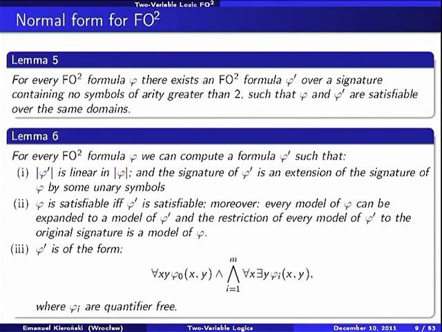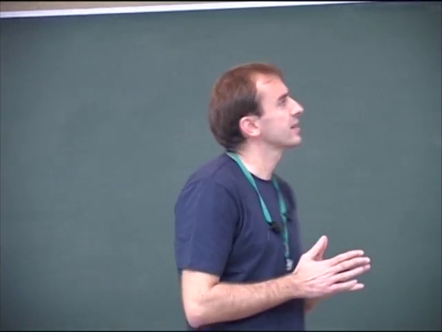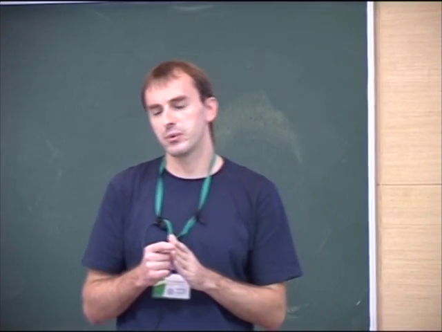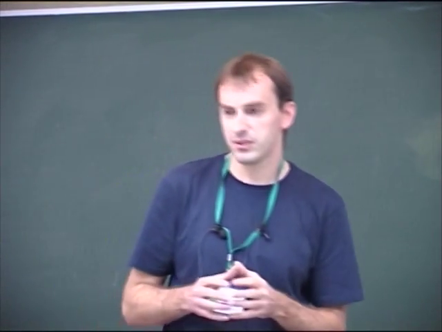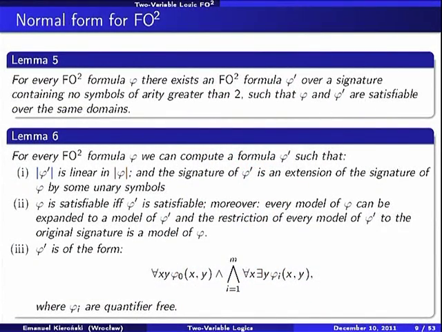And we can prove that for every FO2 formula, we can compute a formula in normal form such that phi prime is satisfiable if and only if phi is satisfiable. Moreover, we can show that every model of phi can be expanded to a model of phi prime. Expanded because phi prime will use a slightly richer vocabulary; its signature will be extended by some unary symbols. And in the other direction, every model of phi prime, if restricted to its original signature, will be a model of phi. In fact, there is also lemma 5 on this slide, which says that we can get rid of symbols of arity greater than 2. I will skip the proof of this fact. This is quite an easy construction also.